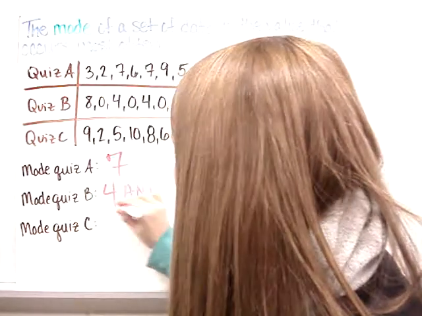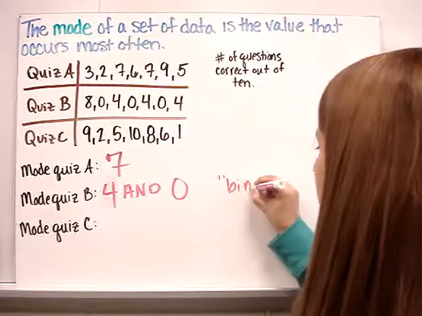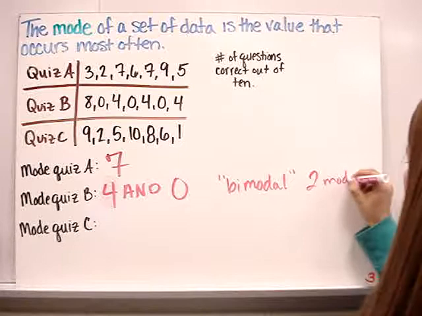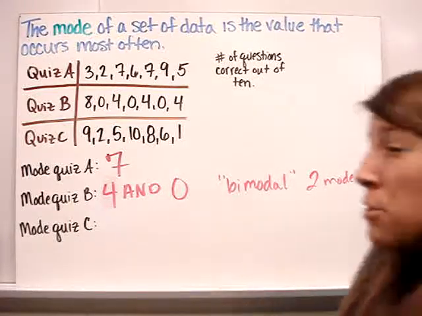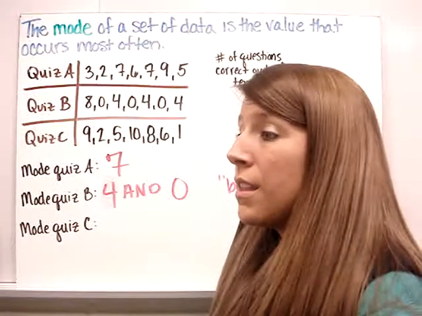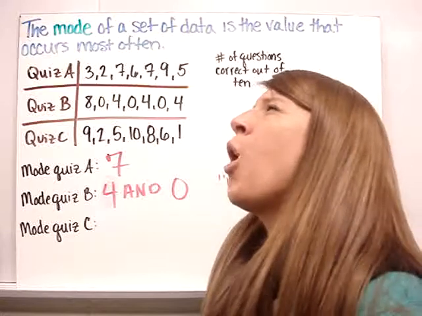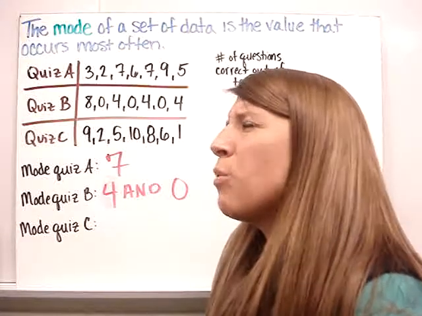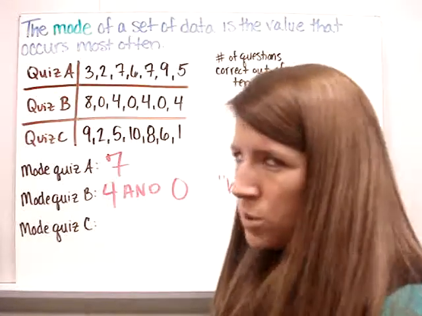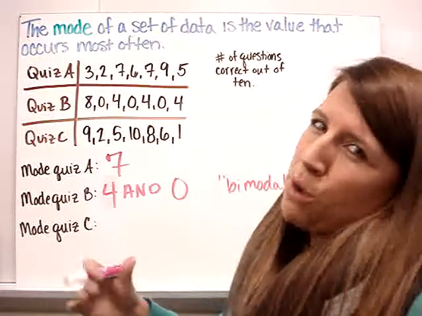4 and 0. And again, we call this bimodal, two modes. You can have infinite numbers of modes as long as there's always one data point that occurs fewer times than all of the other modes. So here's an example of one that doesn't have a mode.